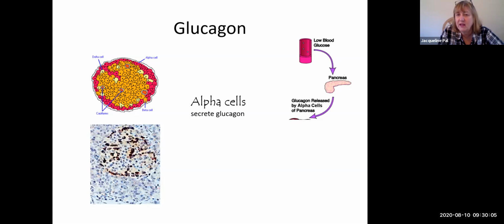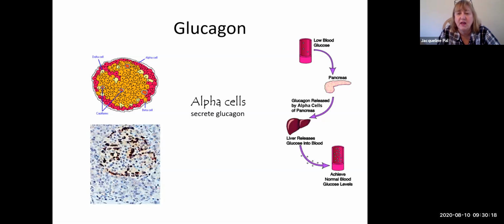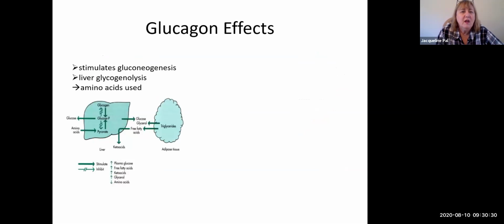When you have a low blood glucose, your pancreas gets the signal, and the alpha cells, which actually already have some pre-formed glucagon in them, will then release the glucagon into the blood, and you will achieve normal blood glucose levels later on. If you continue to have low blood glucose afterwards, then the alpha cells will continue to make some more glucagon. So what are the effects of glucagon?